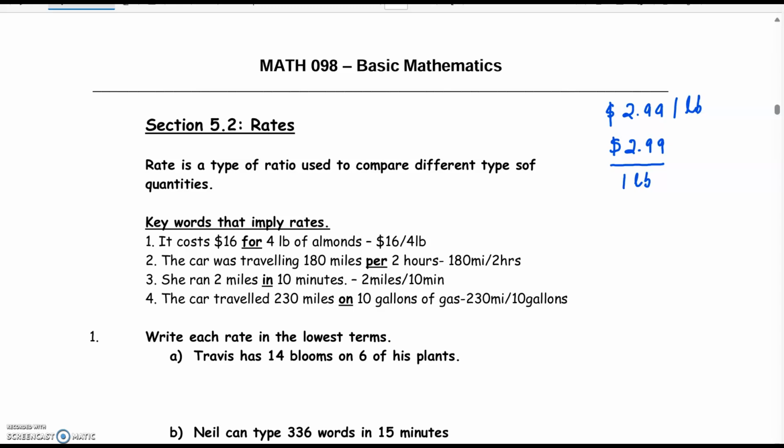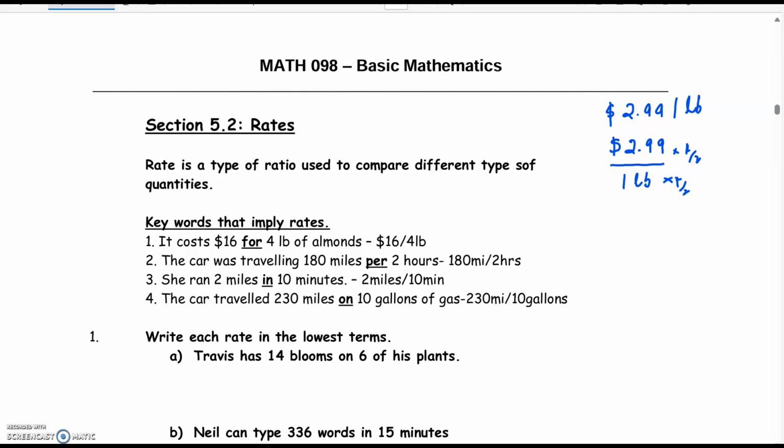So if it's 2 pounds, you're basically multiplying the numerator and denominator by 2, and we can figure out what it costs for 2 pounds. What if I want to just figure out what it costs for half a pound? I multiply the numerator and denominator with half, and that tells me how much half a pound of potatoes cost. So these are called rates.